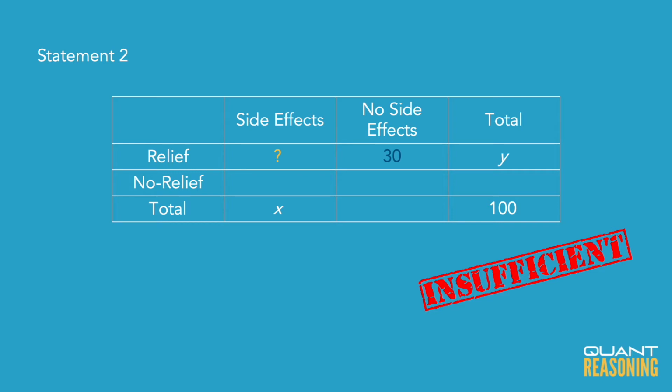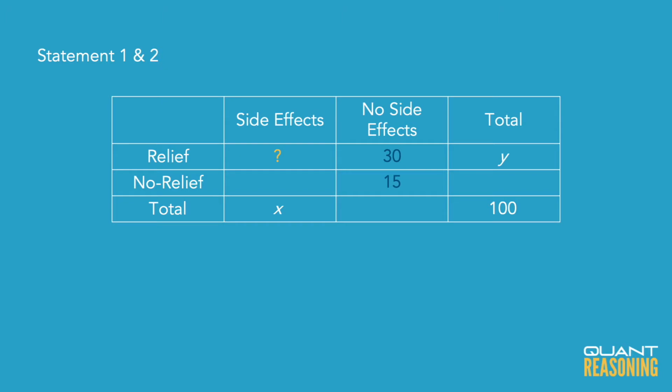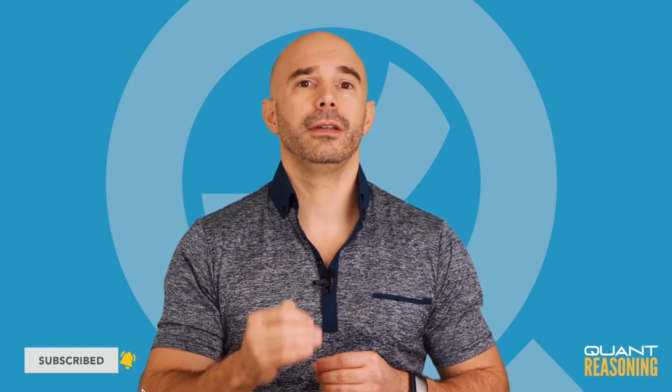So if we can quickly get to C versus E, then we stand a chance to solve this fully in under 2 minutes. So let's look at combining both statements now. If we have the 30 and the 15 in that middle column, we can infer that the total percent of people with no side effects is 45, which leaves us 55% for people with side effects. So I have a 55 there for the total people with side effects, but I want to know just what's the question mark out of the 55. In other words, in what way does the 55 get split between relief and no relief?